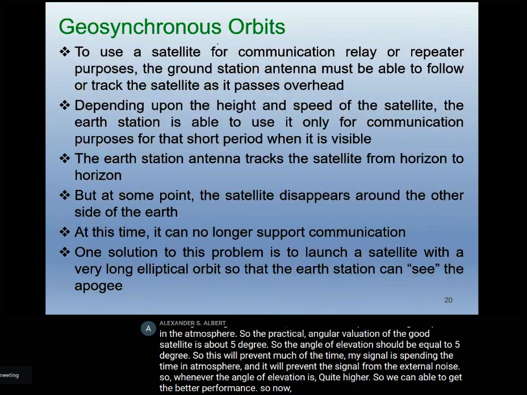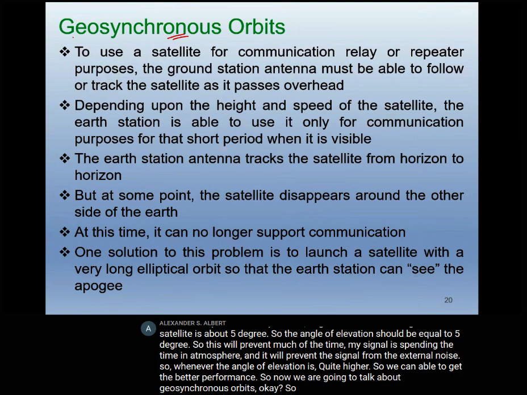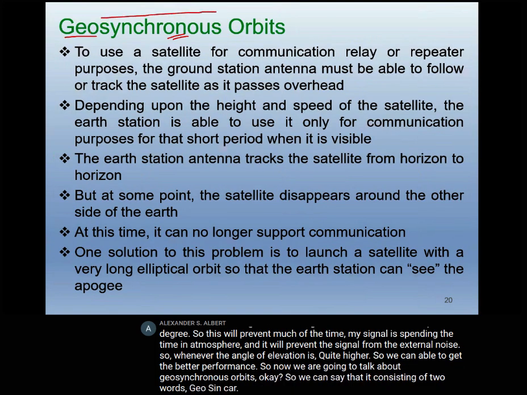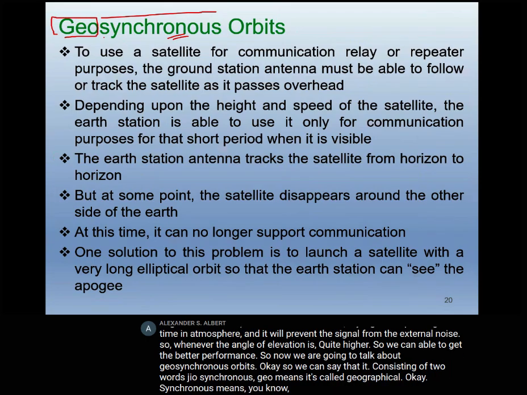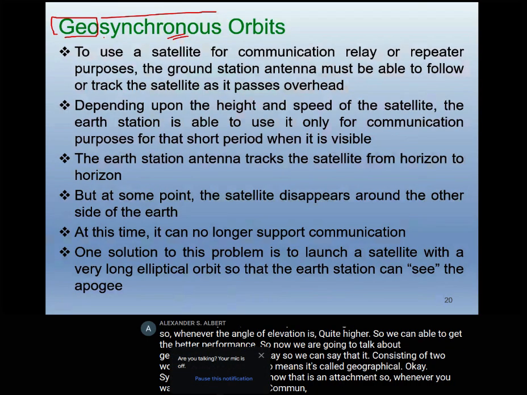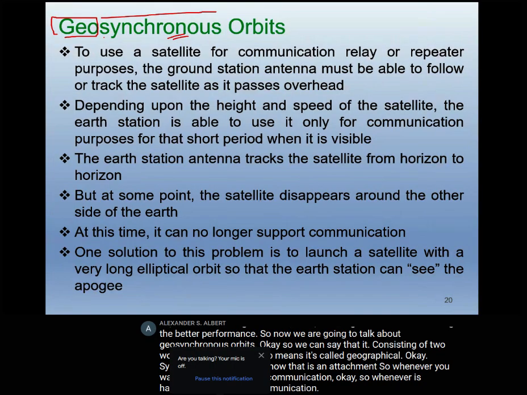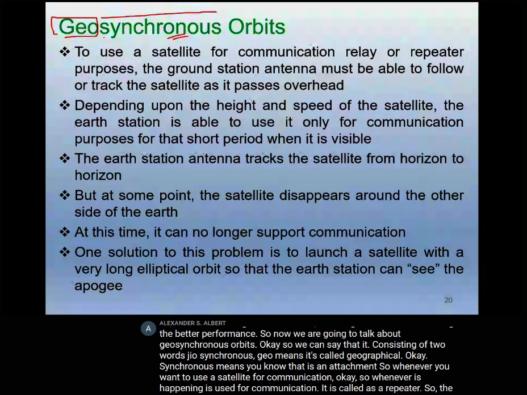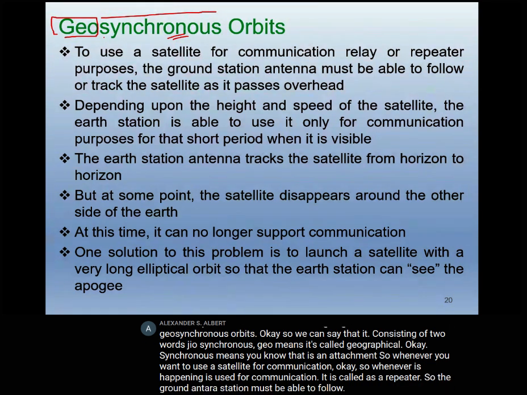So now we are going to talk about geosynchronous orbits. It consists of two words: geo and synchronous. Geo means geographical, and synchronous means attachment. Whenever a satellite is used for communication, it is called a repeater. So the ground antenna station must be able to follow or track the satellite.